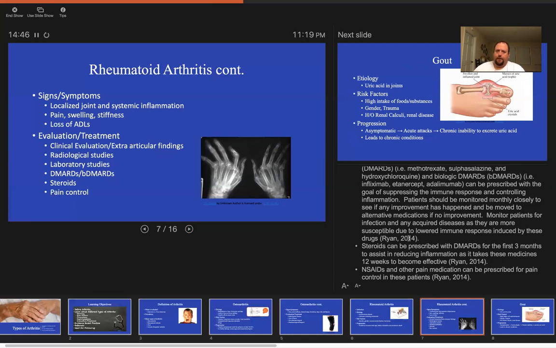These patients need to be monitored closely because if they're not having any improvement, they need to be moved on to another type of medicine. And also, their immune response will be lowered, so they can acquire infections or diseases. Steroids can be prescribed with DMARDs to assist in reducing inflammation, because a lot of times these medicines don't start working until after a few months. NSAIDs, again, for pain reduction.